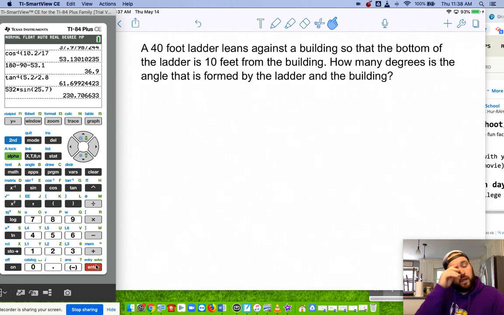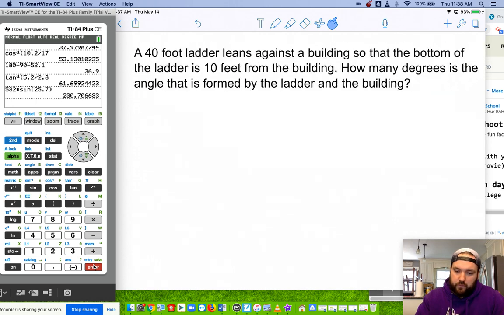Let's do another one. A 40-foot ladder leans against a building so that the bottom of the ladder is 10 feet from the building. How many degrees is the angle that is formed by the ladder and the building? Whew. Okay.